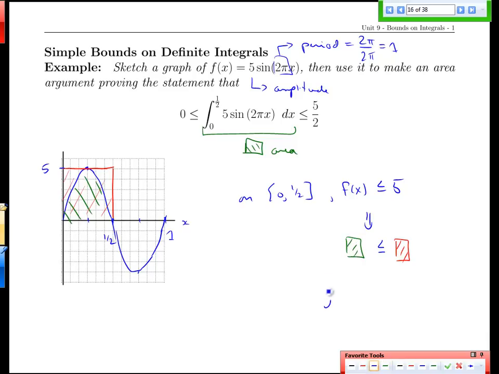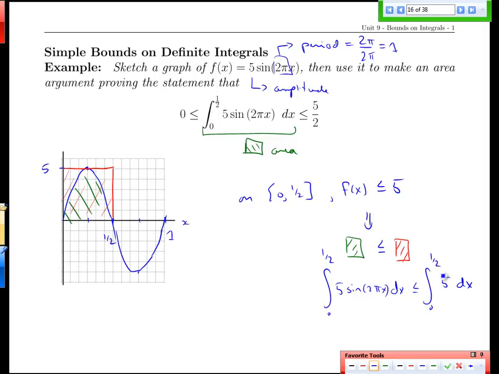And what is that equal to? That's equal to the integral of 5 sine of 2 pi x from 0 to 1/2. So the fact that the curved function is bounded above by the straight line 5 means that this integral is going to be less than or equal to this integral. But what's this value here? What's the integral of 5 between 0 and 1/2?